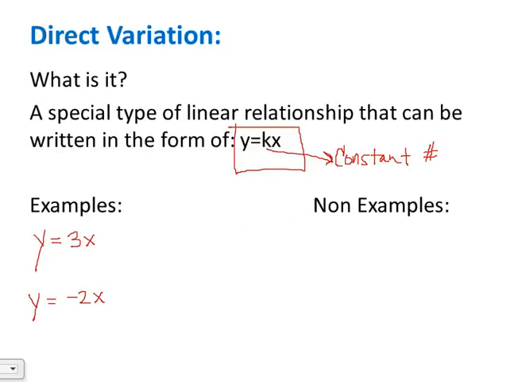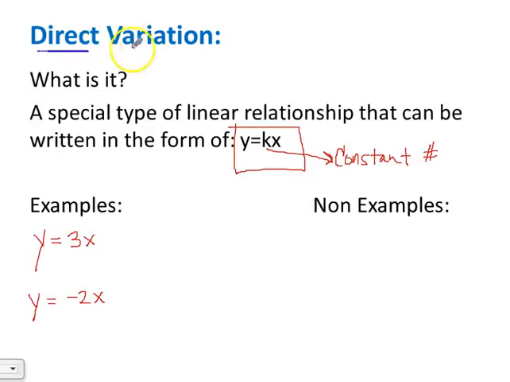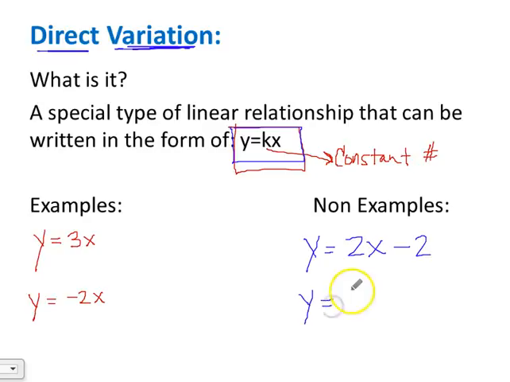Now some examples of equations that do not show direct variation. Remember, direct variation has to be written in this format, y equals kx. So some non-examples would be y equals 2x minus 2. That minus 2 throws it off. Y equals 4x plus 5. Those are non-examples because they've got those constants added to the equations, which mess it up.